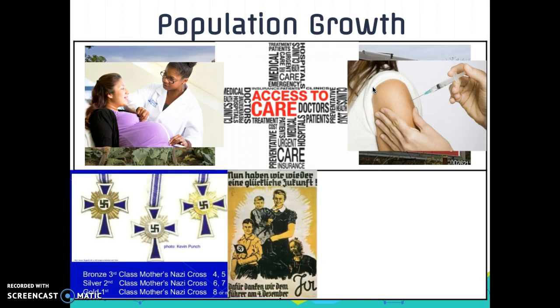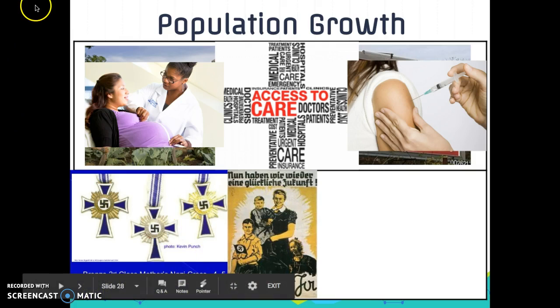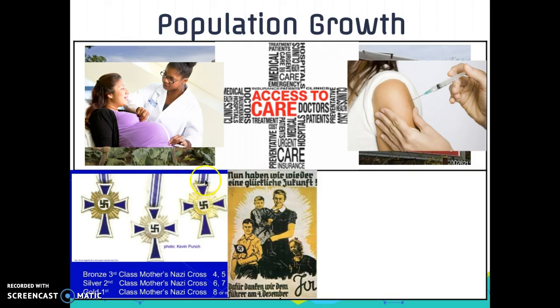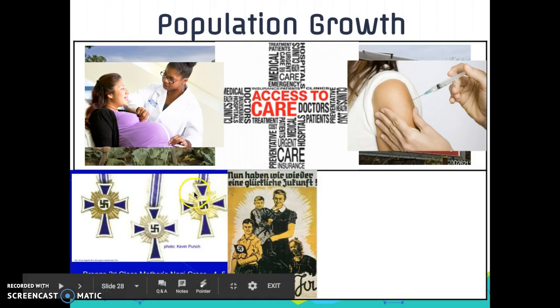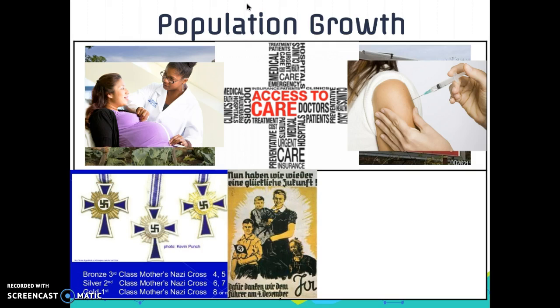Politically, pro-natalist population policies, and we'll talk more about this, but an example is in Hitler's Germany, where women used to be rewarded for the amount of children that they had. You can see here that they received crosses for however many children they could produce, and there was a lot of propaganda encouraging women to be mothers and to have as many children as possible.